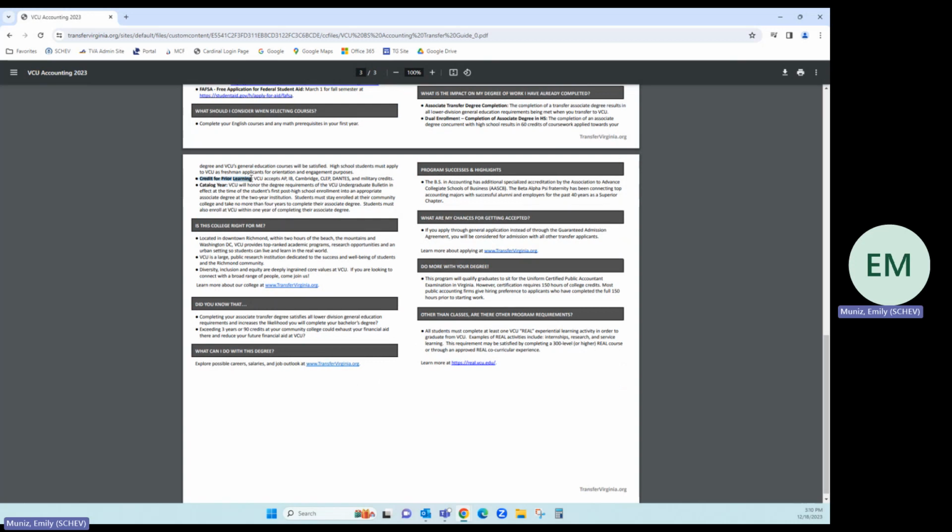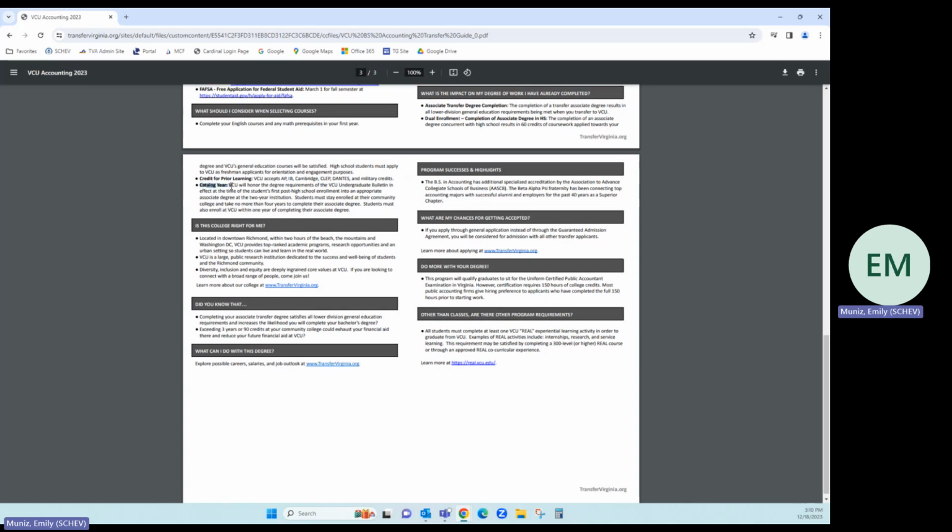If they've taken any credit for prior learning, so if they have AP credits or if they were in the military, this section will tell students what to expect. In some cases, the institutions will reevaluate those credits. In this case, VCU has just said they will accept it. VCU is very transfer friendly, so you will see that reflected in some of the information here.